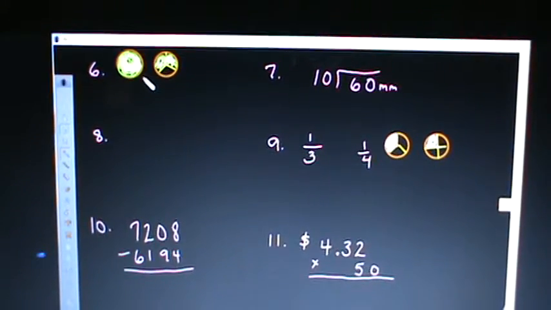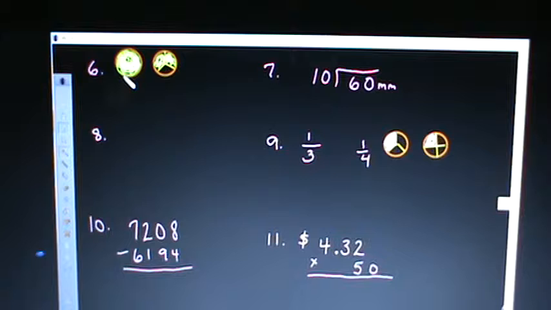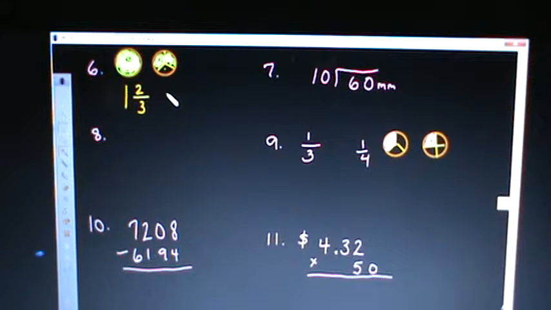Okay, 6. What mixed number names the number of shaded circles shown below? Okay, we have one complete circle shaded in, so that's one whole. And this next circle has 1, 2, 3 segments. So my denominator is going to be 3. And 2 are shaded in. So 1 and 2/3 are shaded.